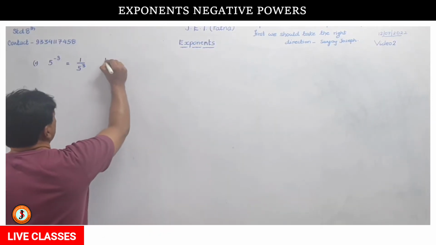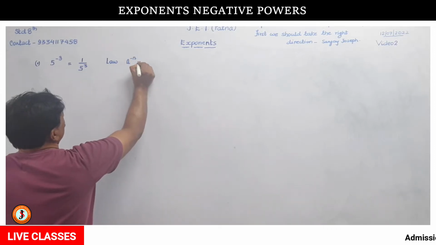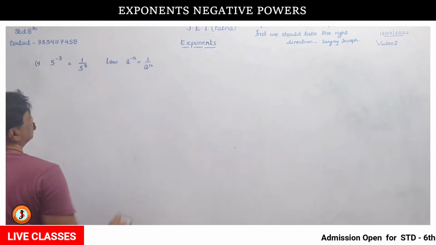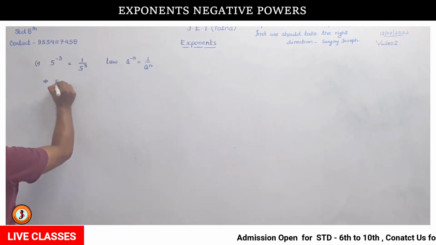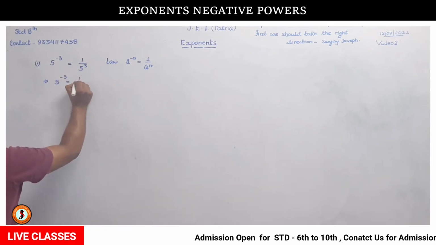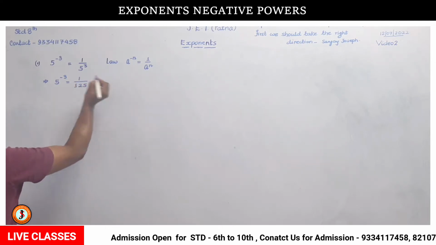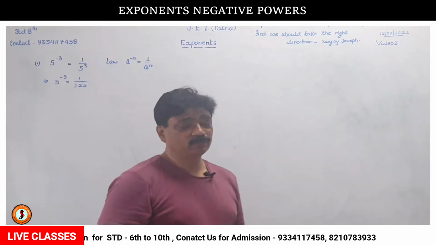That means there is a law now. A to the power minus n will become 1 by a to the power n. This is the first law. And now this can be calculated as 5 to the power minus 3 is 1 by 125. If you wish, you can convert it to its decimal form. So that is one of the things we have to do.